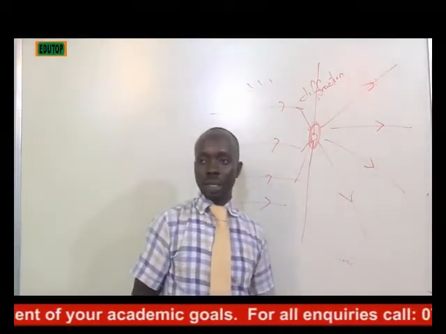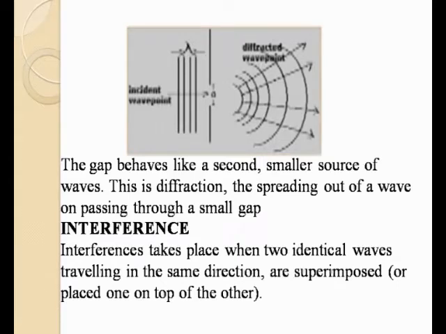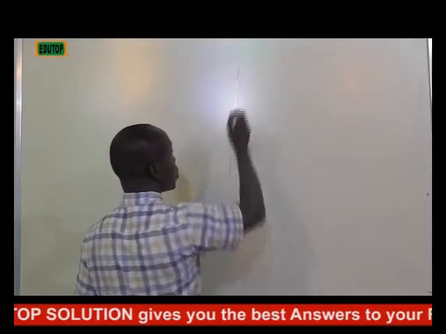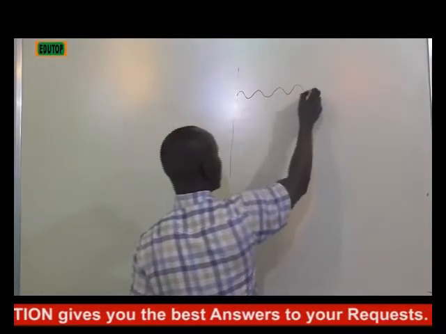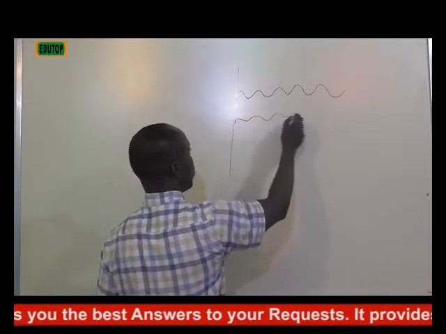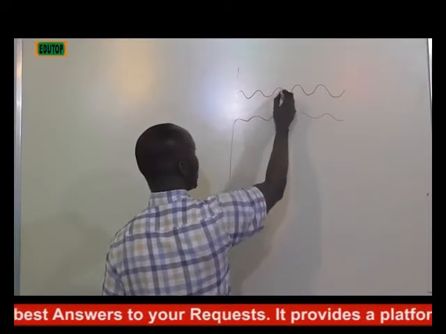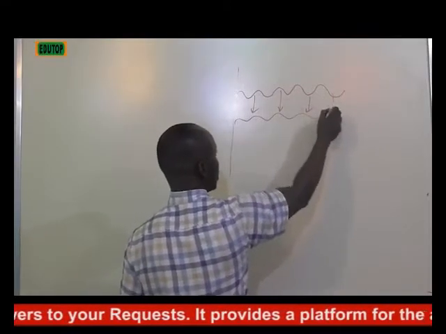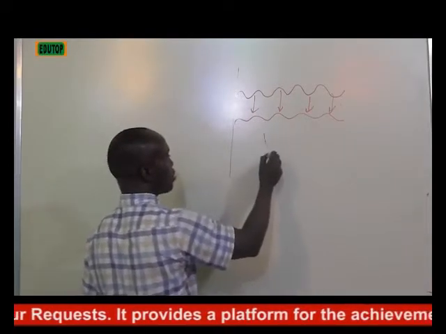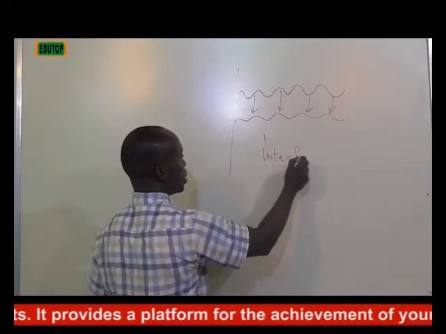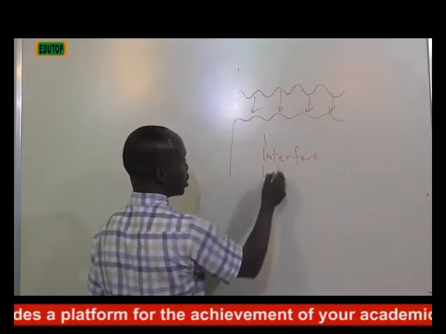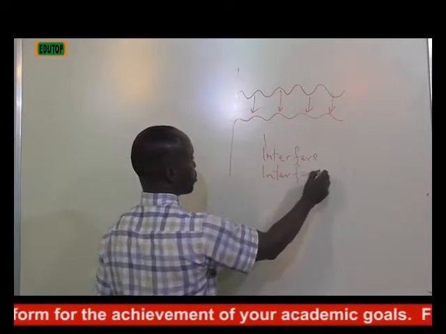Now for our interference: when two identical waves traveling in the same direction are superimposed, or placed on top of each other. What do I mean? You will get to see it. If you look at it very well, two waves, nothing is disturbing them. One started from here moving and another starts from here moving. You understand? Now when these two waves are placed on each other, they tend to what? Interfere. From interfere, the scientists came about interference.